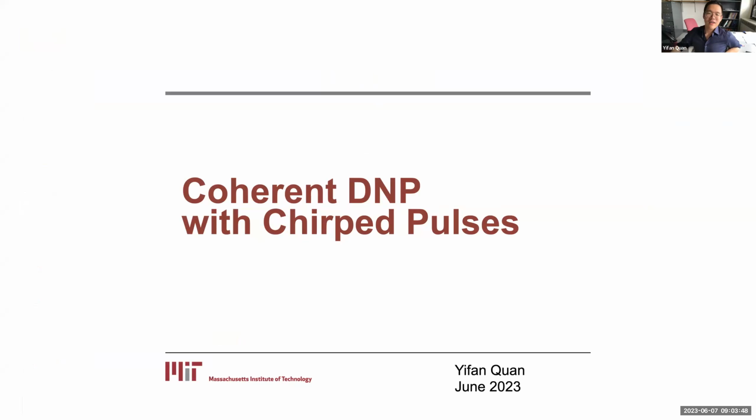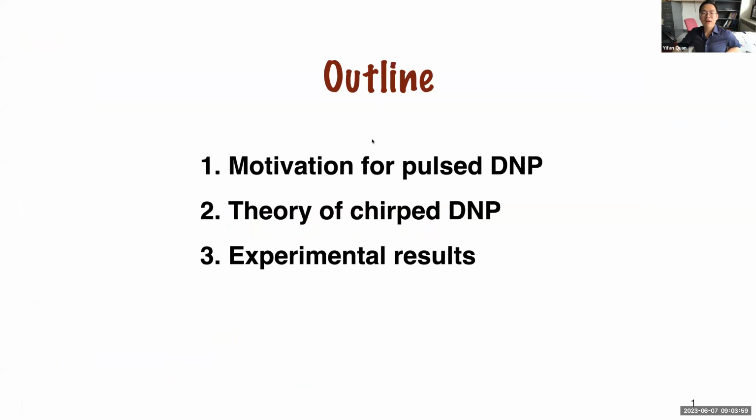Okay, so I'll start. First, I would like to thank the organizer for giving me this opportunity to present some of our recent work on coherent DNP using chirped pulses. I'll start with a brief introduction on what DNP is and, in particular, why we want to study pulse DNP, and then show you some of our recent theoretical development of DNP using chirped pulses. And finally, I'll show some quite exciting, very recent experimental results that we obtained.